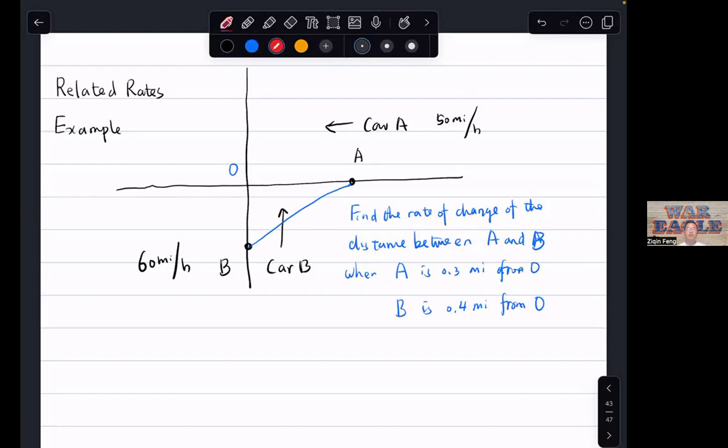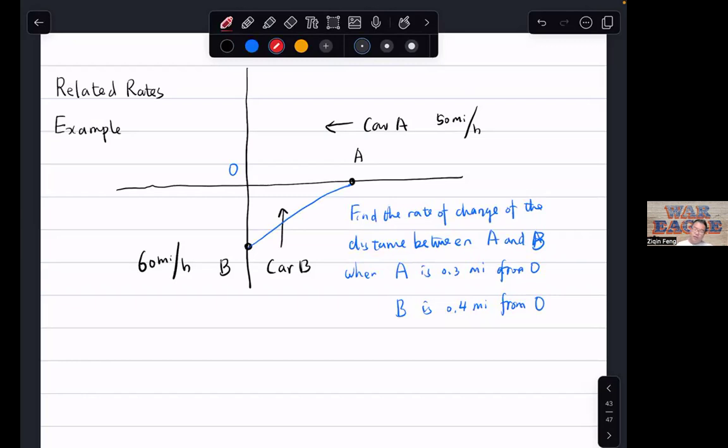We have two cars moving in two roads. A here is moving to the west, and B here is moving to the north. And their distance for sure is getting smaller, so the rate of change should be negative. So we want to get a rate of change of their distance, the distance between them. So let's try to see that.